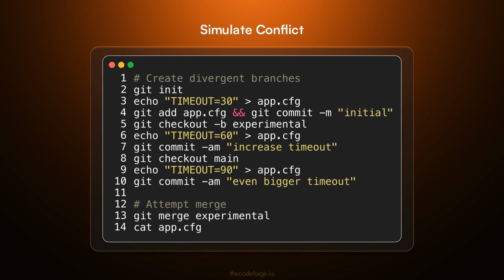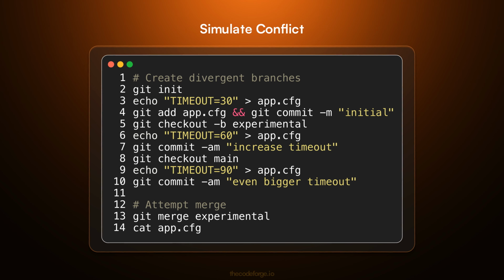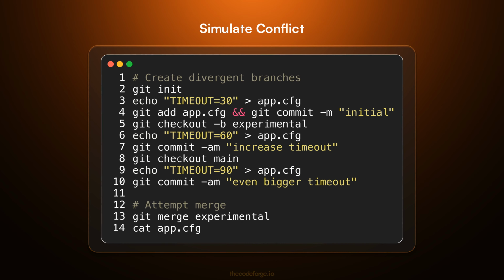Here's a simulated merge conflict. 2 branches change the same line in app.cfg. When you merge, Git cannot auto-resolve and marks the conflict. The file shows both versions with markers.